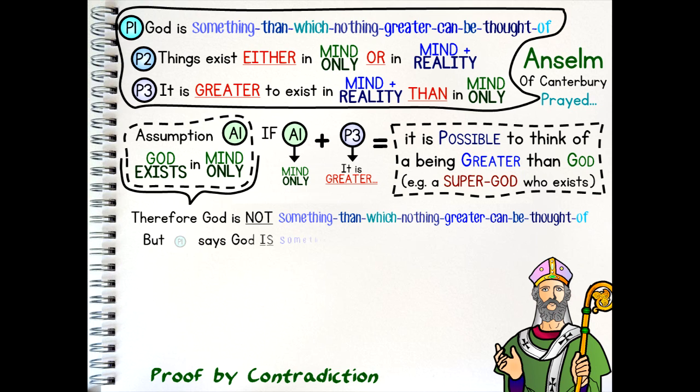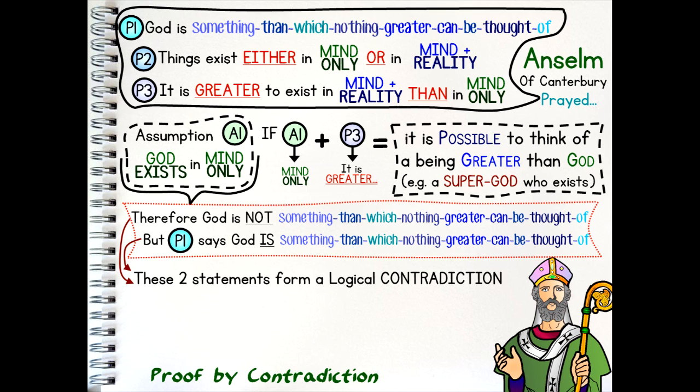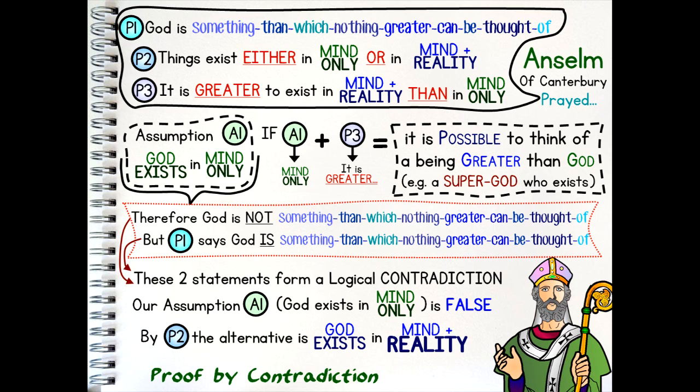Therefore, God is now both something than which nothing greater can be thought of, and at the same time not something than which nothing greater can be thought of. This is a logical contradiction. Therefore, our assumption A1 that God exists in the mind only must be false, which means according to premise 2 that the only alternative is that God must exist in the mind and reality, which means God exists. Thus we have a proof by contradiction.